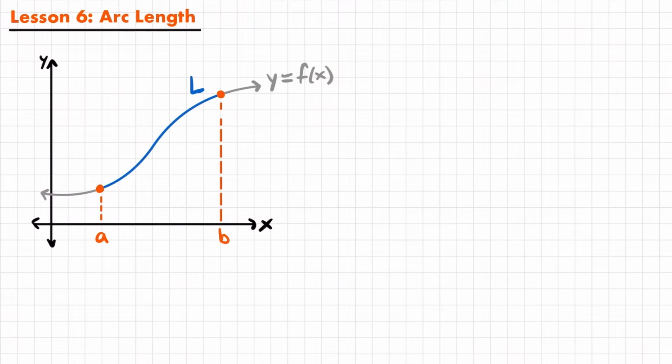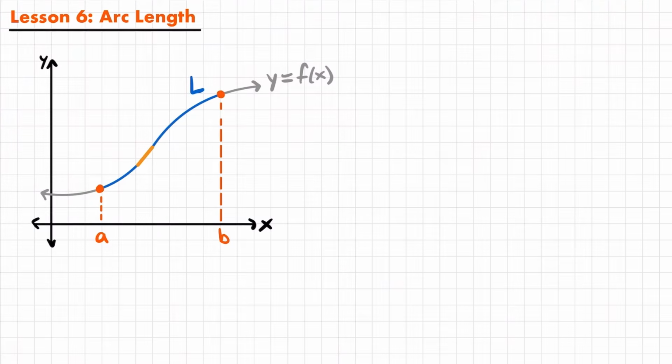Well, by using a definite integral, we can add up an infinite number of very small line segments that together would make up the entirety of this curve. So if we were to look at one particular line segment, such as this one right here, that would represent one of the many line segments that we could use to represent the entire length of this curve.